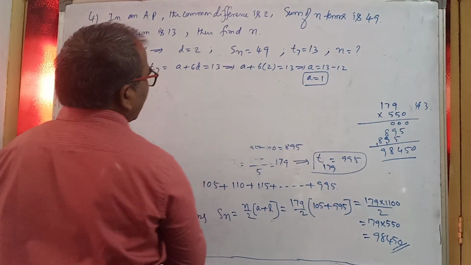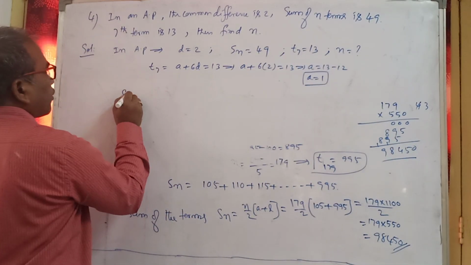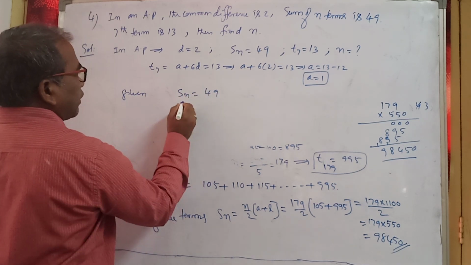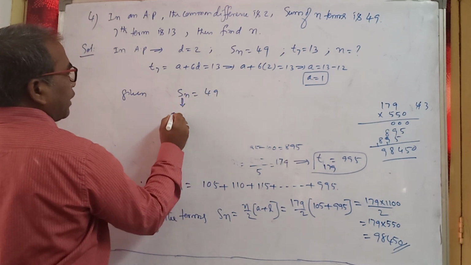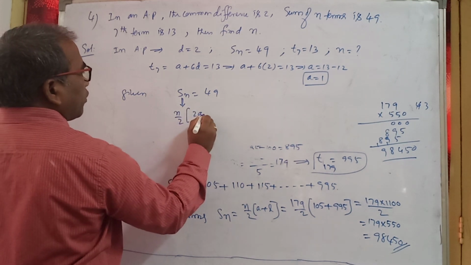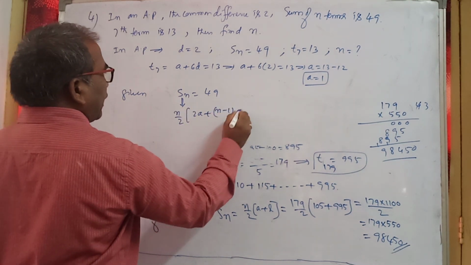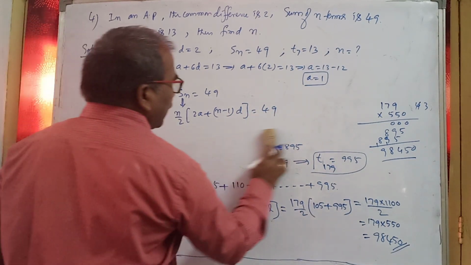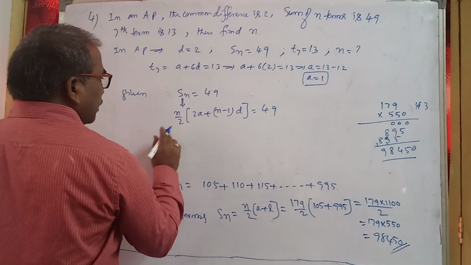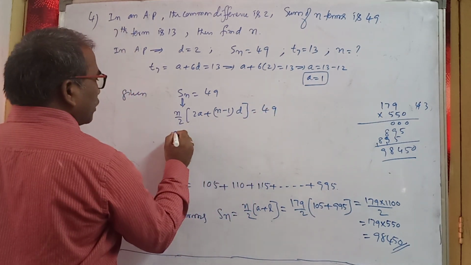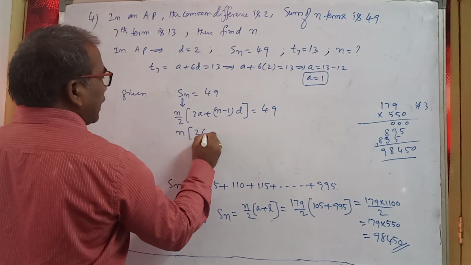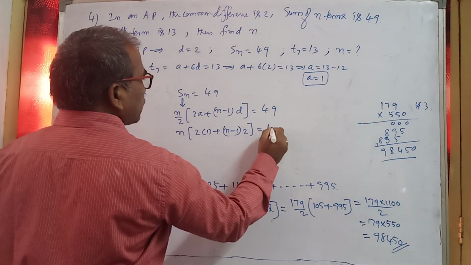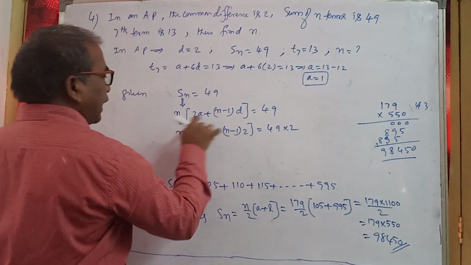Now use the second. Given that Sn is equal to 49, what is the Sn formula? Sn is n by 2 into 2a plus n minus 1 into d, is equal to 49. Now you know a, you know d. Substitute the values. Take the 2 to that side. So n, 2a means 2 into 1, n we need to find, d means 2, is equal to 49 into 2. I have taken that to the other side.